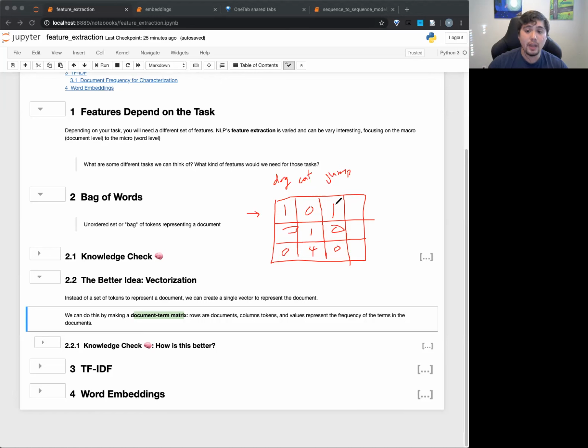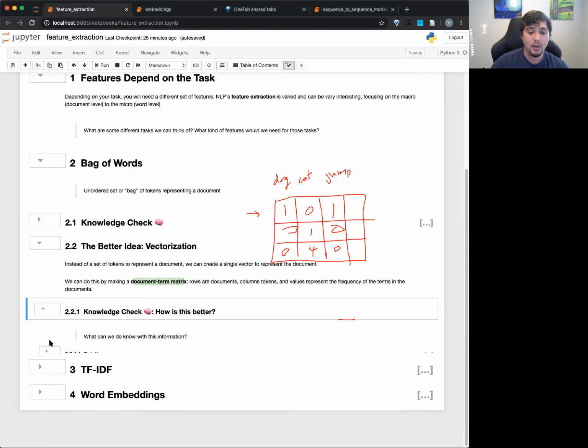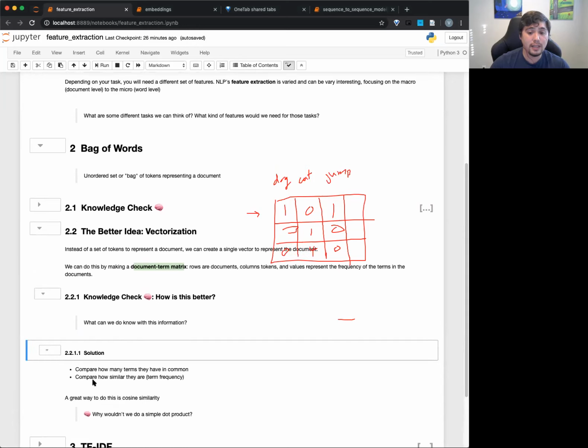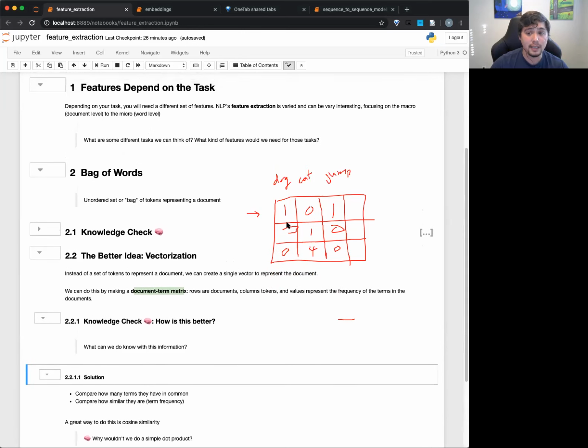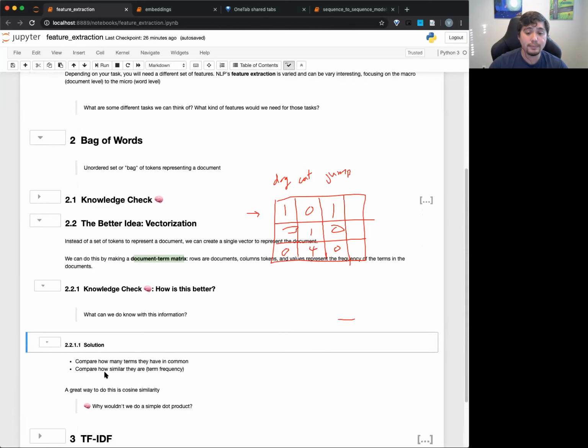Okay, now we can also do the frequency. So we just divide by how frequently these words actually occur. That's what the document term frequency is. Instead of having a whole number here, you would have some percent, right? Say dog is on here, it's the percentage of the words that are actually dog in there. How is this better? Well, now we can actually do math with it, right? We can compare how common words are. We can say this one uses dog a lot more than this one over here. You can compare how similar they are. I didn't have a good example here, but maybe if you use the word dog, you'll use cat and jump as well.